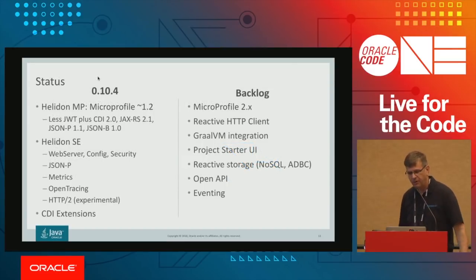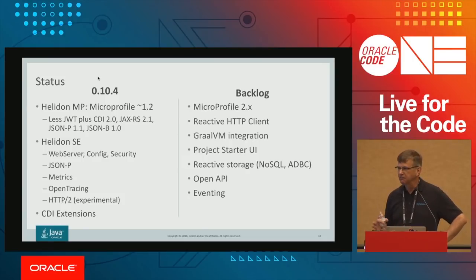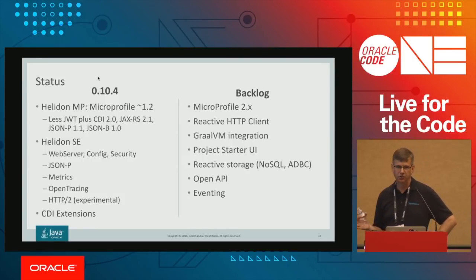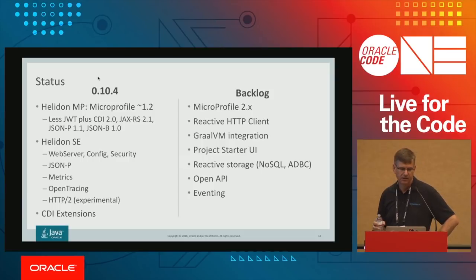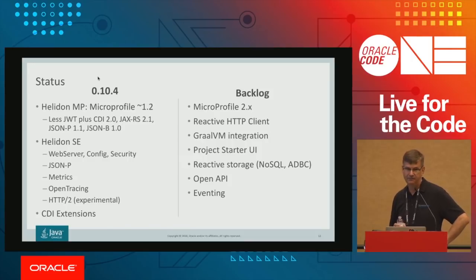Okay, in terms of the project status, we just released 0.10.4 before Code One. For our MicroProfile support, we are at about 1.2. So we're 1.2 minus JWT support. We have JWT support, it's just not MicroProfile compliant right now. Plus the newer versions of the Java EE APIs. But we have health, we have metrics, we have fault tolerance. Those are all new MicroProfile specs that we have implemented.